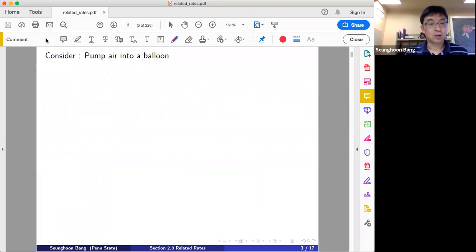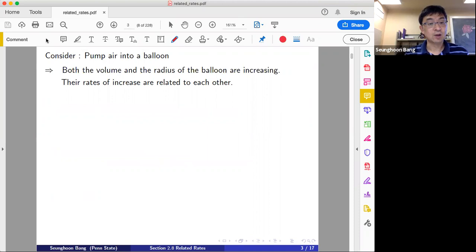The first one, we consider pumping air into a balloon. What happens? Both the volume and the radius of the balloon are increasing. What does it mean? The rates of increase are related to each other. The increase of volume depends on the increase of radius, and the increase of radius depends on the increase of volume. The two rates of increase are related to each other. We call this a related rate problem.